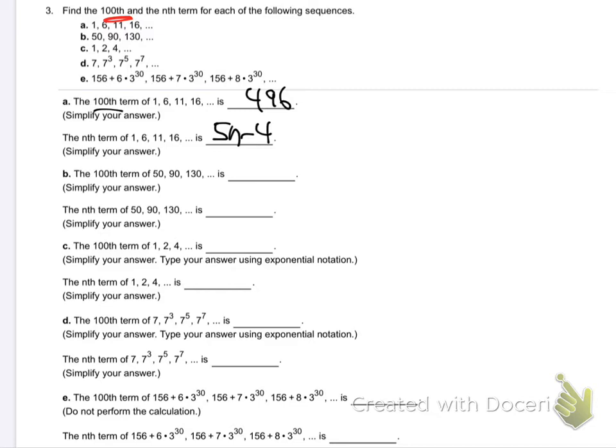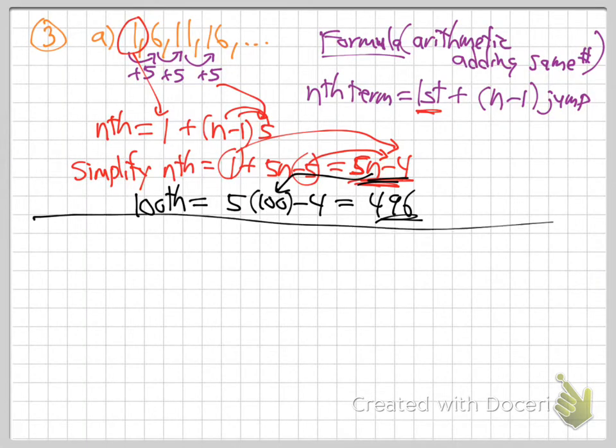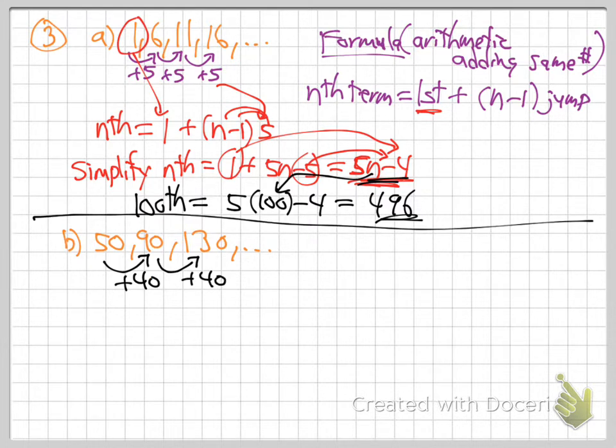Let's go on to part B. So 50, 90, 130. So what's going on there? What's happening? It's again going up by the same amount every time. This one's adding 40 every time. So the nth term is the first term plus n minus 1 times the jump.